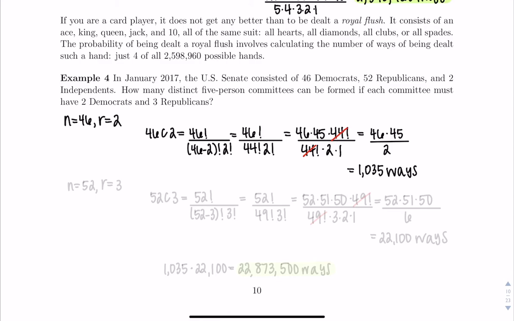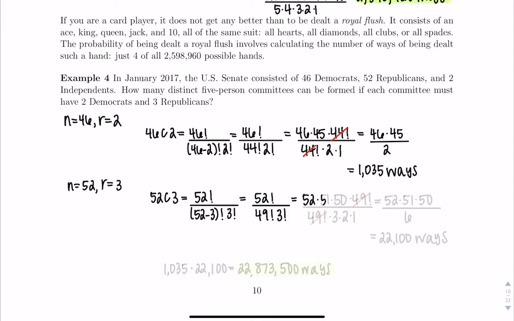Now we need to consider the Republicans. We had a big pool of 52 Republicans, and we need to have 3 of them chosen. So that's 52 choose 3. And so we got 52 factorial all over 52 minus 3 factorial times 3 factorial. And that's 52 factorial all over 49 factorial times 3 factorial.